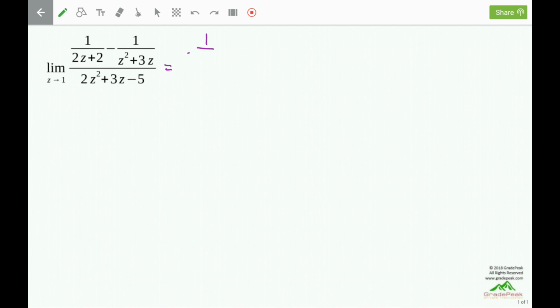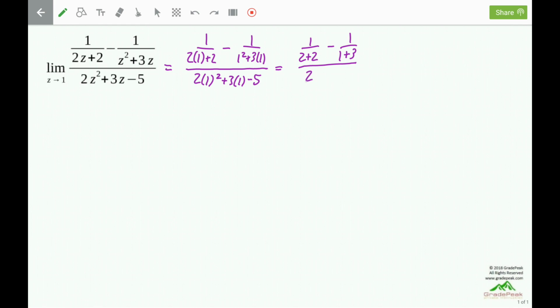So in the numerator we'll have 1 over 2 times 1 plus 2 minus 1 over 1 squared plus 3 times 1. And then all of that over 2 times 1 squared plus 3 times 1 minus 5. In the numerator we have 1 over 2 times 1, which is 2, plus 2, minus 1 over 1 squared, which is 1, plus 3 times 1, which is 3, all over 2 times 1 squared, which is 2, plus 3 times 1, which is 3, minus 5.